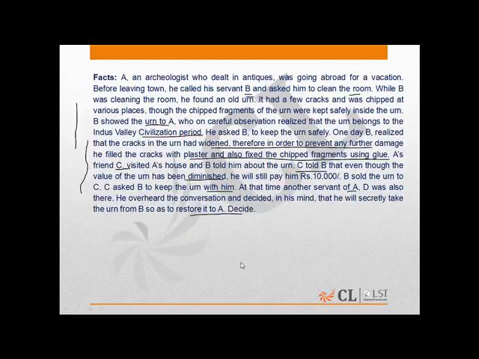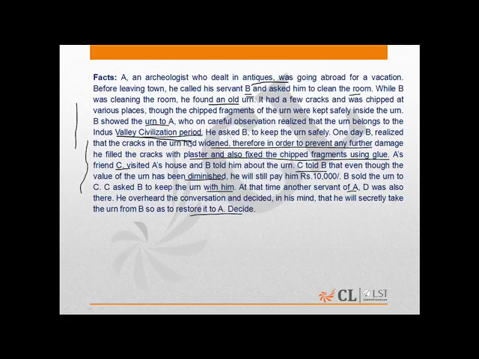Now again, the facts remain the same. A is an archaeologist who deals in antiques. He was going abroad for the vacation. He called his servant B, who asked him to clean the room. While B was cleaning the room, he found an old urn. It had a few cracks on it, right? He showed the urn to A, who on careful observation realized that the urn belonged to the Indus Valley civilization. He asked B to keep the urn safely.